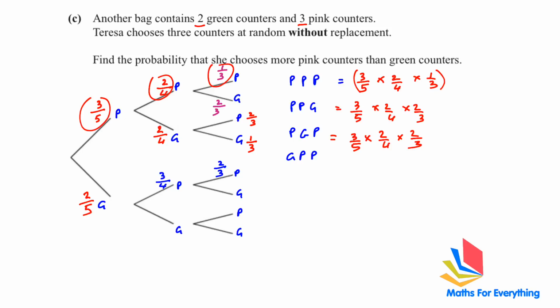Now green, pink, and pink. This is the branch we are looking at. So green is 2 over 5, pink is 3 over 4, and the second pink is 2 over 3. Now we have to add all these probabilities and we will get the answer, which will give you 7 over 10.